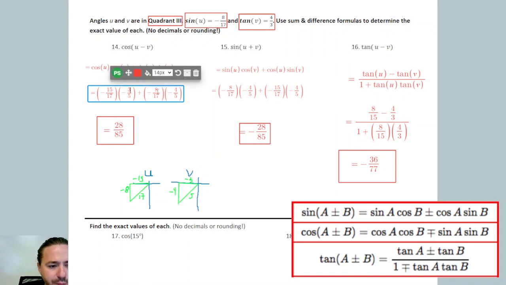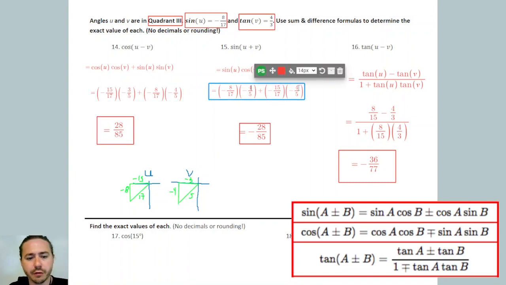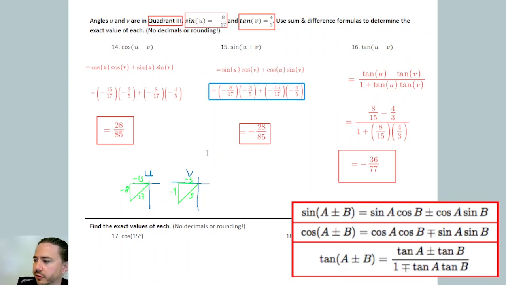Sine of U, negative 8 over 17 looks good. And then sine of V, this one looks good. Okay, so let's retype that in. We got to change that cosine V to negative 3 over 5. So that's going to change both of these answers here. Probably not by a lot, but at least by a little bit.